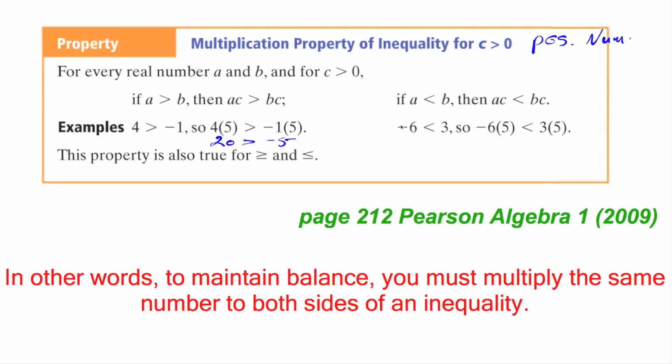Here we have the numerical example to help us understand a little bit better. We know that negative 6 is less than 3, so if we multiply both sides by 5, that less than remains true. In fact, we can see that. That'd be negative 30 is less than 15, and of course, you should know that is true. So in other words, when we go to solve inequalities, to maintain that balance, we must multiply the same number to both sides of the inequality.